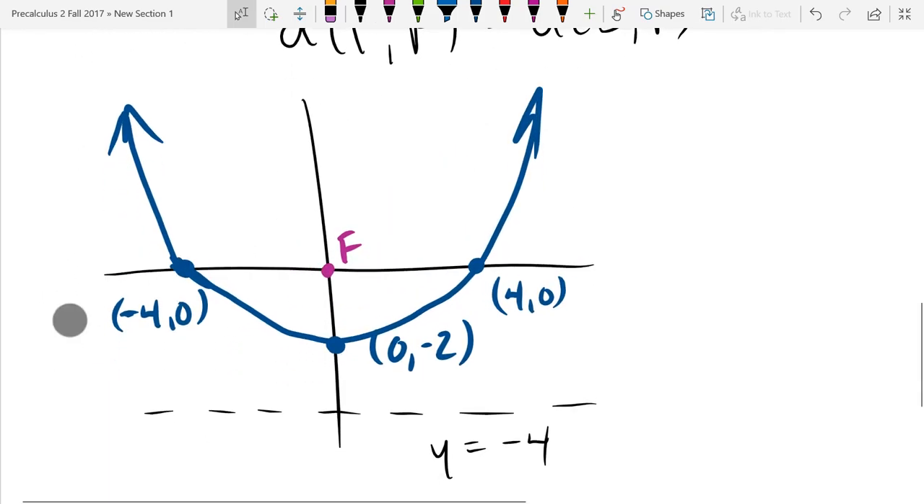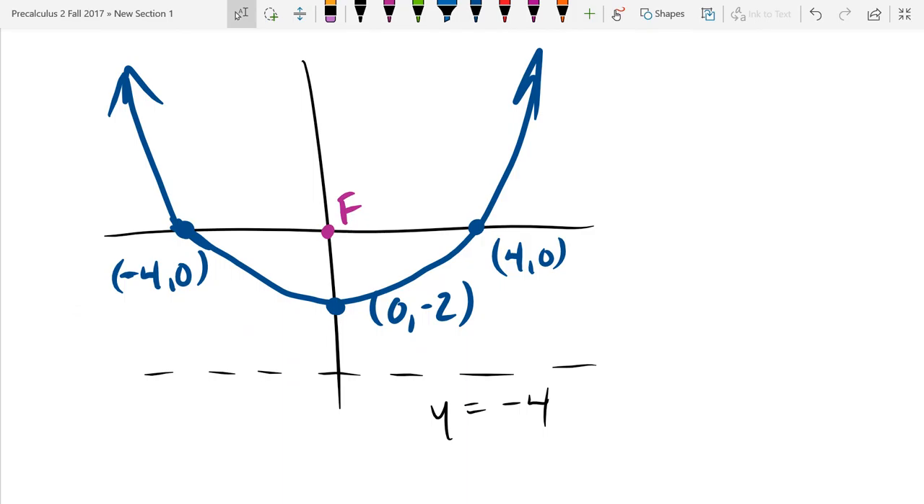You could probably use your Precalculus 1 skills to tell me the equation of this. You didn't learn anything in Precal 1? I'm going to blame your teacher. Okay.